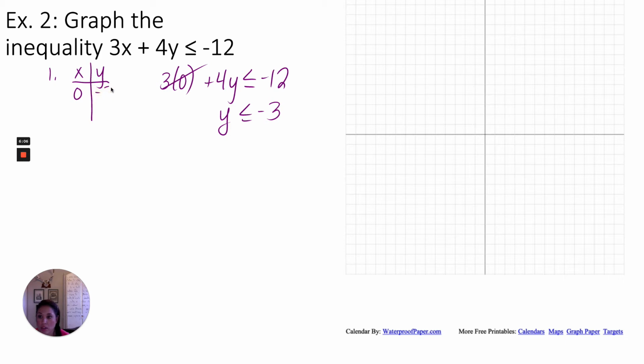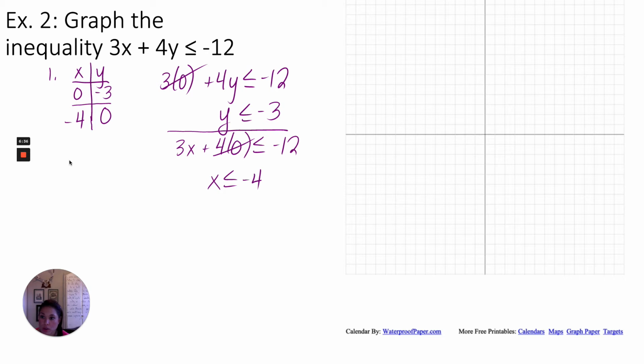So when x is 0, y is negative 3. We need to find one more value, one more ordered pair. So let's put 0 in for y. So 3x plus 4 times 0 is less than or equal to negative 12. This cancels and becomes 0. I divide both sides by 3, and x is less than or equal to negative 4. So when y is 0, x is less than or equal to negative 4.